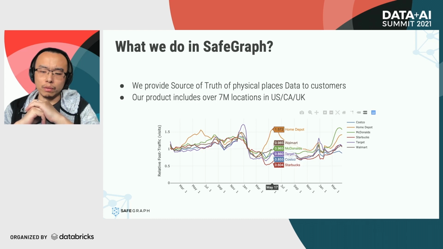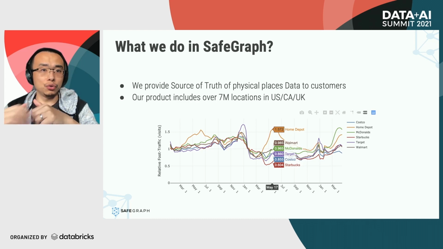One of the most important pieces of background information is what we really do at SafeGraph. Put simply, we build and sell datasets to our customers. This dataset describes the physical world we live in with high accuracy. Our dataset contains information about 7 million locations in the United States, Canada, and the United Kingdom. And customers can leverage our data to do different types of analysis.